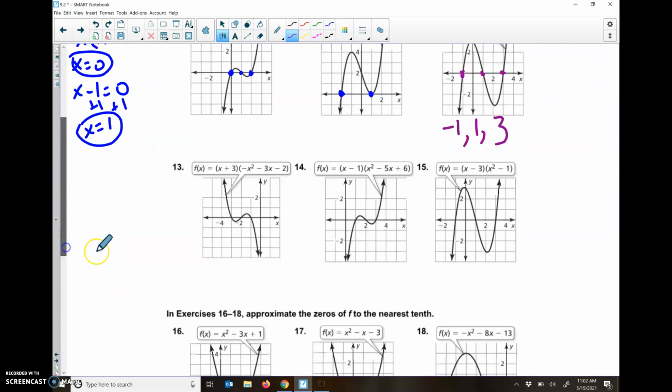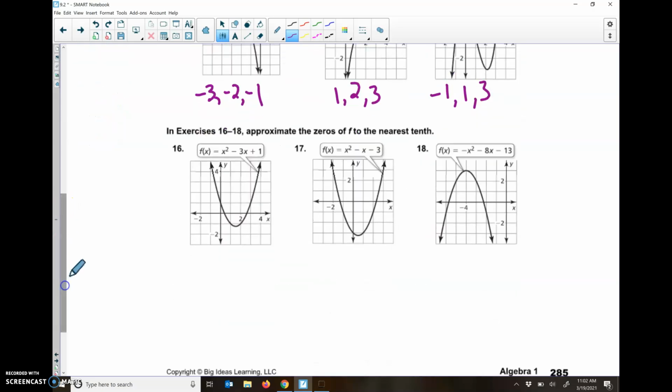So either doing it the long way of solving for it, or just doing it the short way of, hey, it crosses the x-intercept here, here, and here. Those are my 3 answers. Negative 3, negative 2, negative 1. Here it crosses at 1, 2, 3. There's my 3 answers. Here it crosses at negative 1, positive 3. There's my answers. And then same thing here.